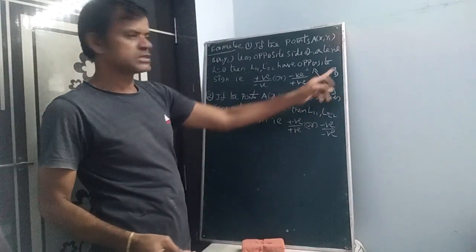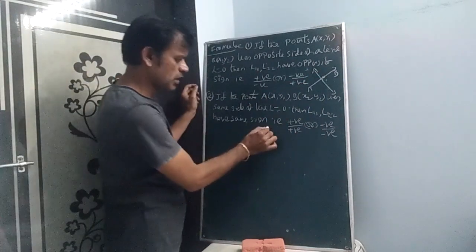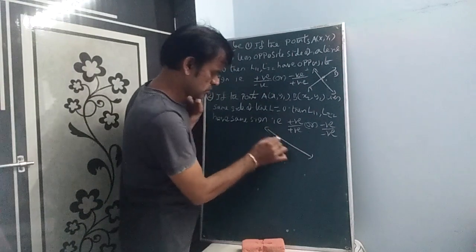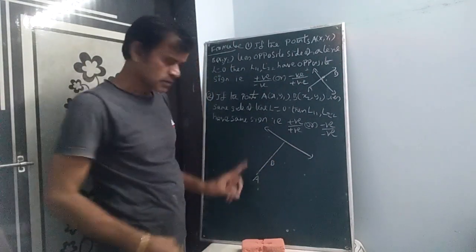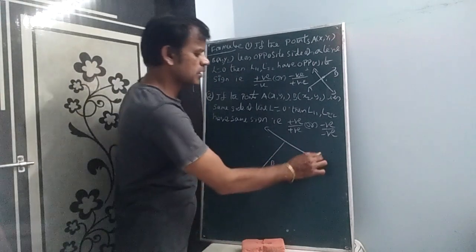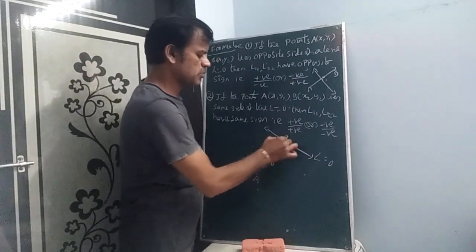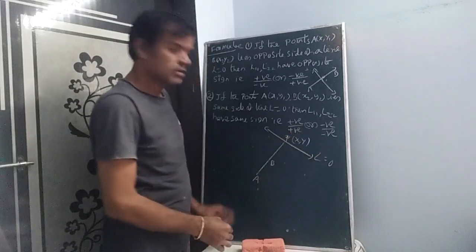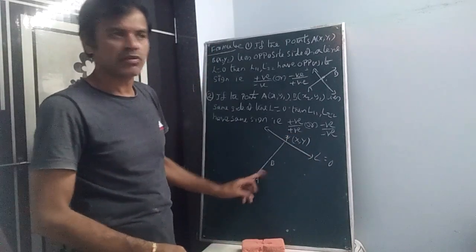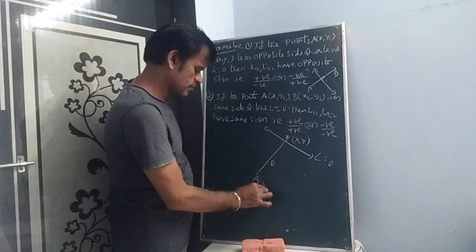This is P, this is A, this is B, opposite side. Now draw the diagram like this. This is A, this is B. This is the line L equal to 0. This is the point P, simply x comma y. Here A is x1 comma y1 and B is x2 comma y2.